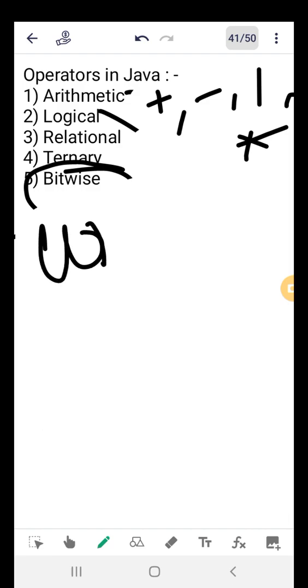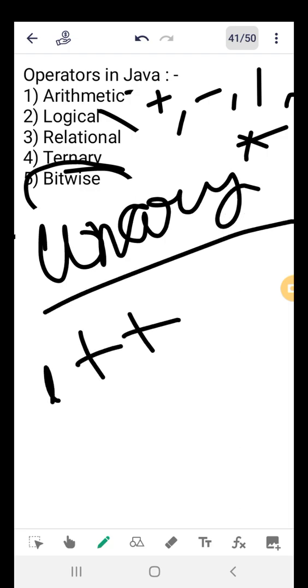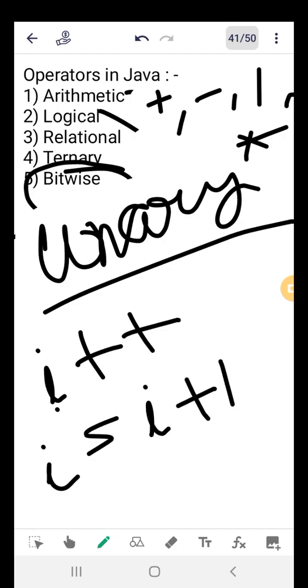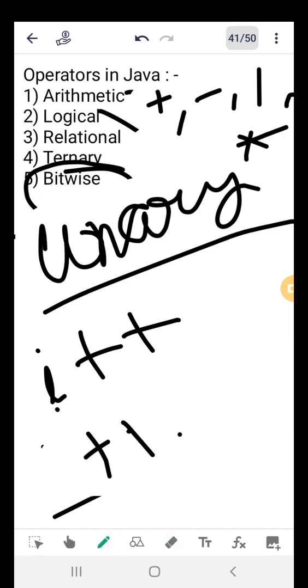Another operator is the unary operator. You have seen that we are writing i plus plus, or j plus plus. We have done many looping programs there. We have used j plus plus, i plus plus. So these are unary operators. It just means like this: if you write i plus plus, it means i equals i plus 1. Simply, if you write a variable and plus plus, it can also be written as plus plus i. In the front also you can give, or after i also you can write. Both ways are okay.